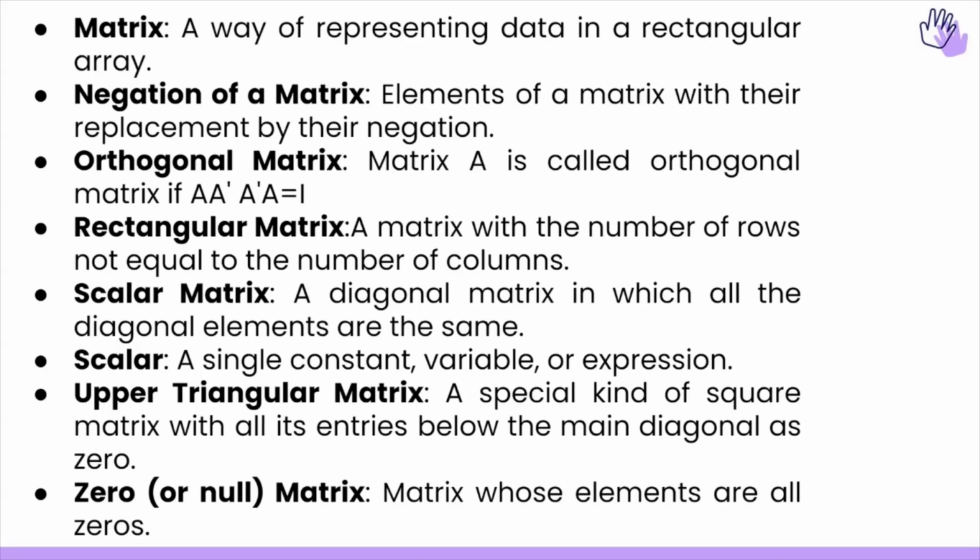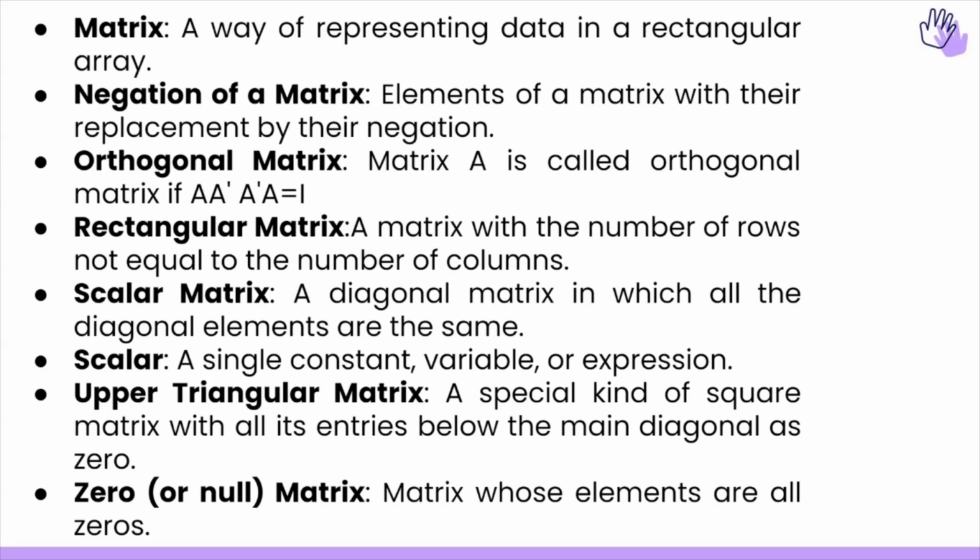So coming to the next point, that is rectangular matrix. A matrix with the number of rows not equal to the number of columns. If the number of rows is equal to the number of columns, we term it as a square matrix. But in case it is not equal, then we term it as a rectangular matrix. The next thing is scalar matrix. So a diagonal matrix in which all the diagonal elements are the same. That is the scalar matrix.